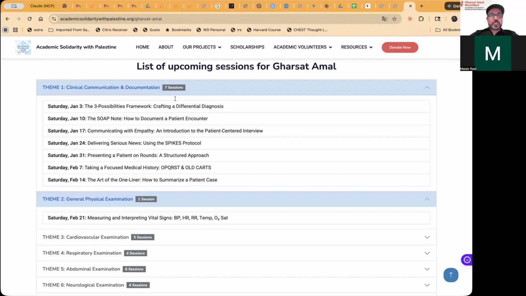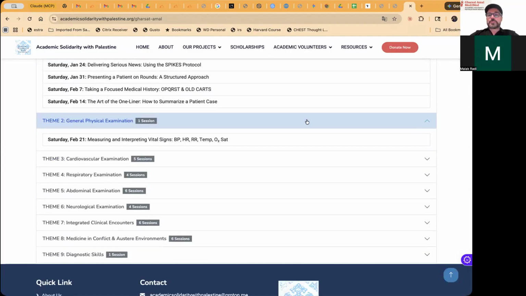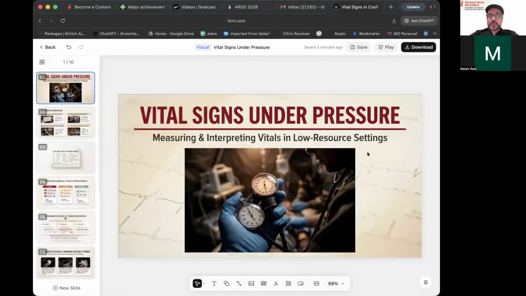We are moving to the section of the general physical examination. Today, we will be talking about how to take vital signs, how to measure them, and how to interpret them.